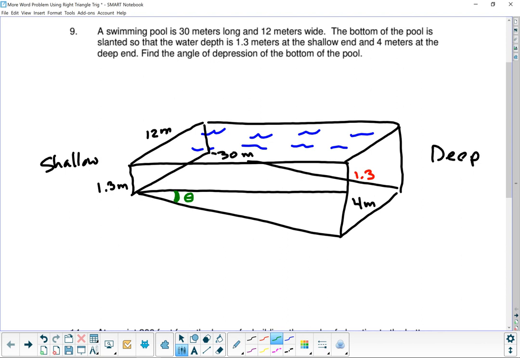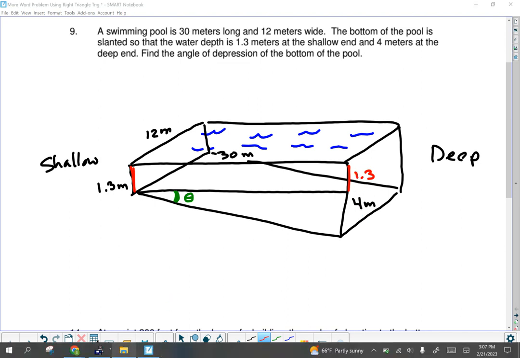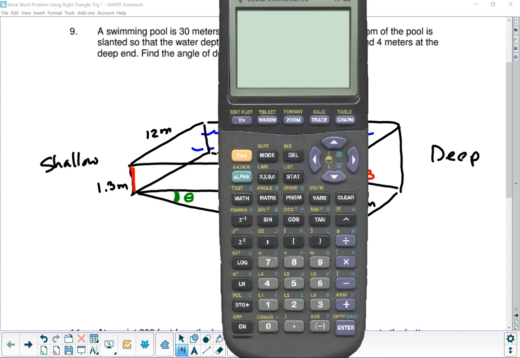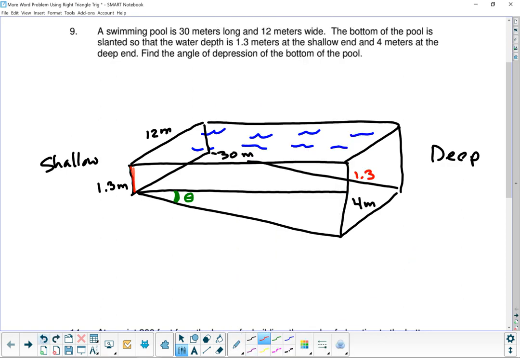So if we look at this, that's 1.3 on this side and 1.3 on this side, then this leaves you with 4 minus 1.3, right? So 4 take away 1.3 gives you 2.7. So that means that this right here is 2.7. That's a 90 degree angle right here. And that right there is the same as 30.